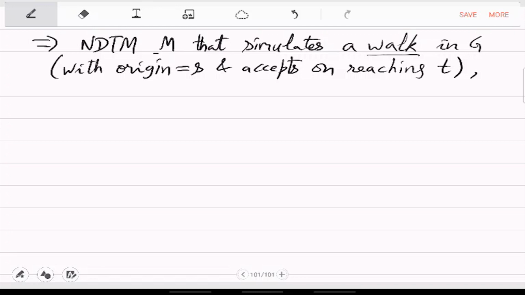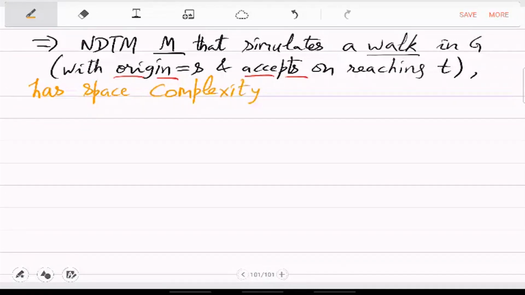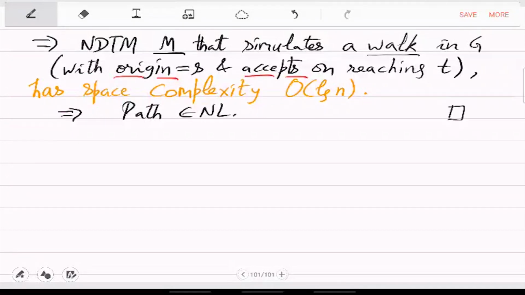So this NDTM M, right, which just keeps guessing neighbors, neighbor of S, then neighbor of S, and so on, ending up in T, accepting. So this has space complexity big O of log n, right, which immediately implies that path is in NL. So we have shown that the directed reachability problem called path is in NL.